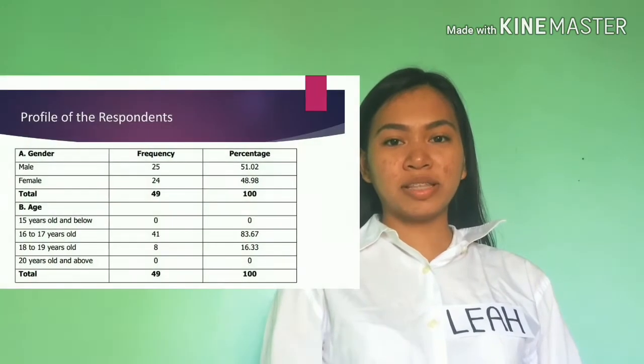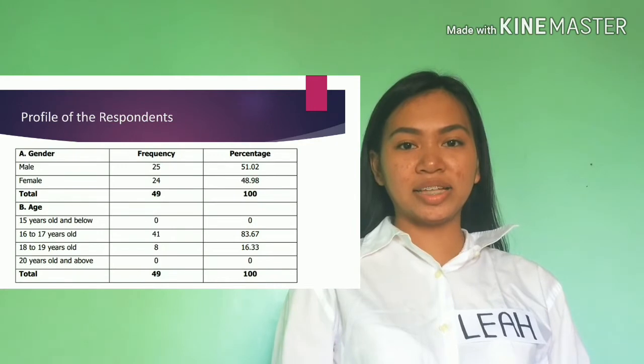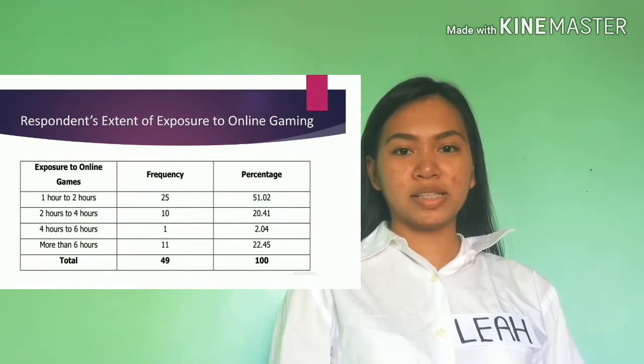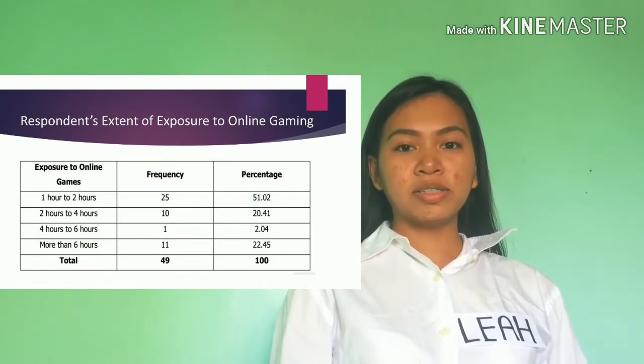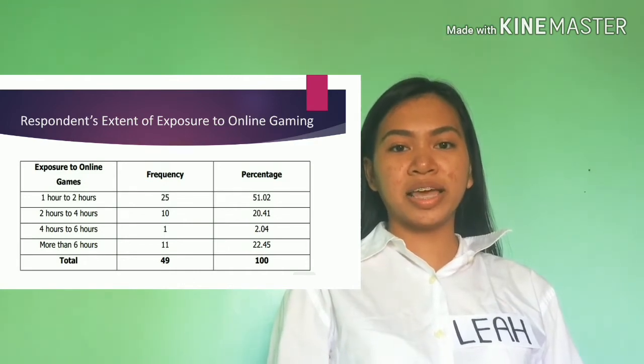The tables that were mentioned in Chapter 4 present the data gathered from the respondents. The first table shows the profile of the respondents, where the most common online gamers are male and in the age of 16 to 17. The second table conveys the extent of exposure of the respondents. Statistics show that most of the respondents spend 1 to 2 hours a day playing online games.